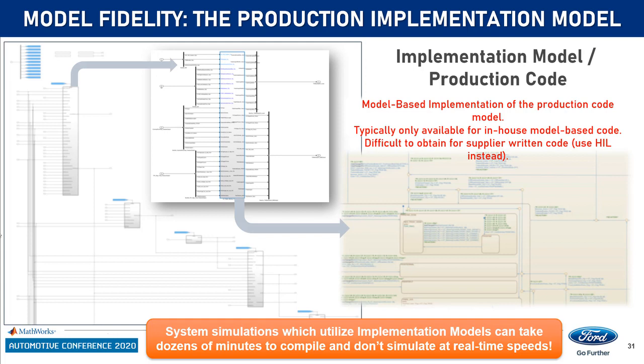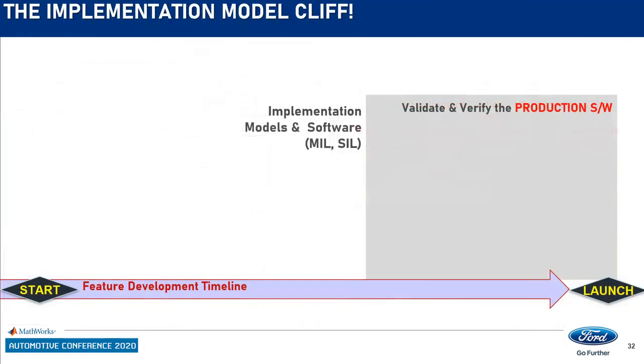Large collections of these can easily take 20 to 30 minutes to compile and usually don't simulate at real-time speeds. Since they are the highest fidelity, implementation models tend to be the deliverable that most development teams mistakenly emphasize as being the answer to all their problems. This leads me to what I call the implementation model cliff.